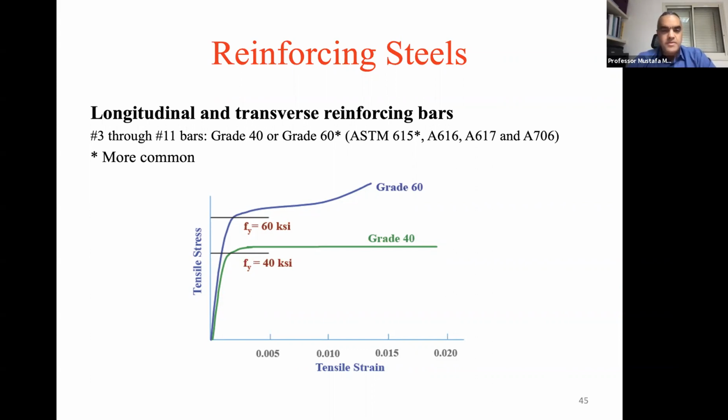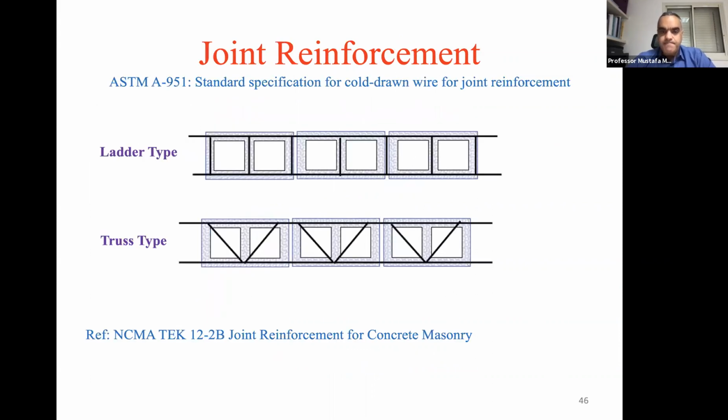Okay, these are the ASTM specifications. Typically, these days we use 60. That's what's available in the market. And we have joint reinforcement. Okay, joint reinforcement, the ASTM specification for that is A951. That's a ladder reinforcement. It looks like a ladder. And as you can see, this is looking from the top. Or you have truss type reinforcement.